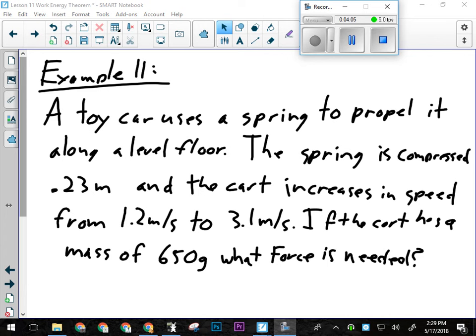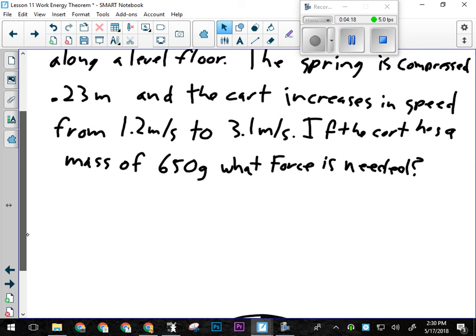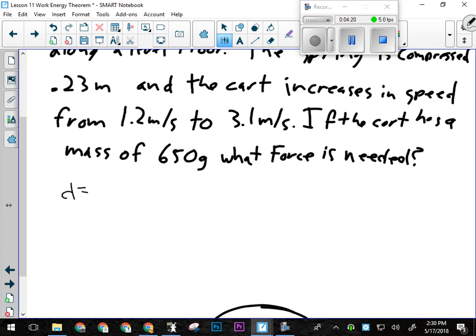So we've got this toy car that uses a spring to propel it along a level floor. The spring is compressed 0.23 meters. What have they given me there? A distance, exactly. So we know that the distance in this question is 0.23 meters. And the cart increases in speed from 1.2, so we got VI being 1.2 meters per second, to 3.1, that would be our VF. If the cart has a mass of 650 grams, what does mass have to be in? Kilograms.